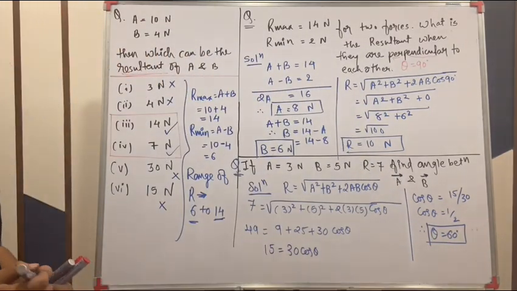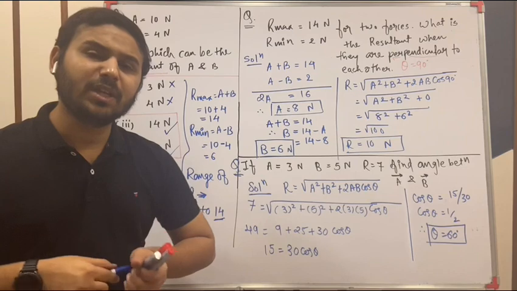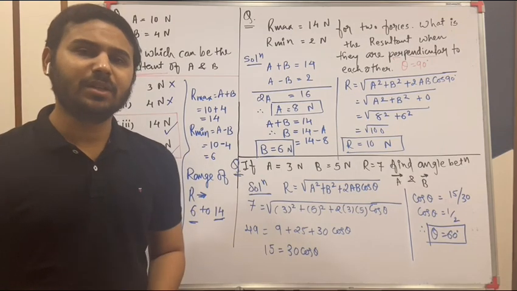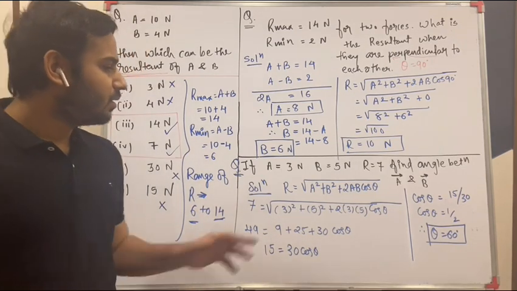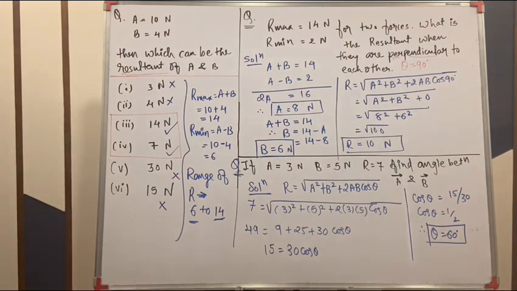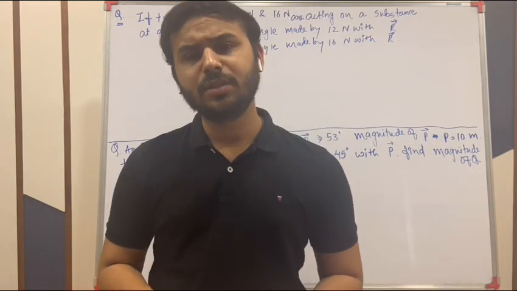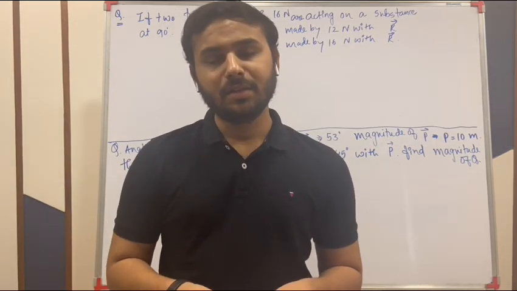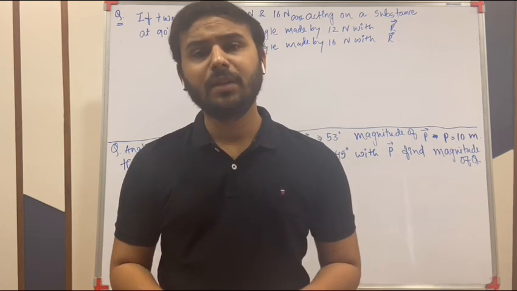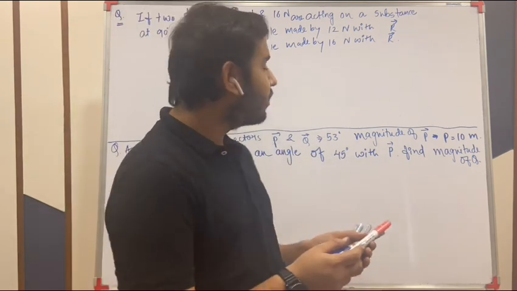Okay? So these are the questions based on the topic which we have studied just now. Please write it down. So here are the two questions based on resultant vector R, vector P and vector Q. Let us check this out.